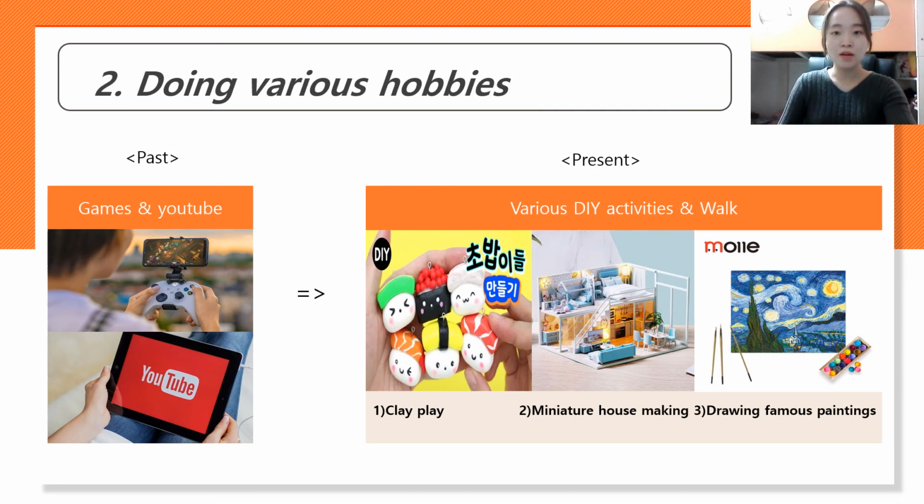Second, I made various hobbies. My daily hobbies are games and YouTube. However, there were many side effects such as poor eyesight. So I had the habit of taking a ride work every day, and during my free time, I spent time through various DIY activities such as clay play, miniature housemaking, and drawing famous paintings.